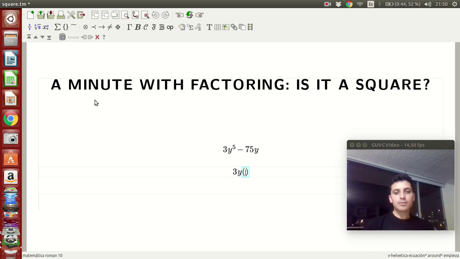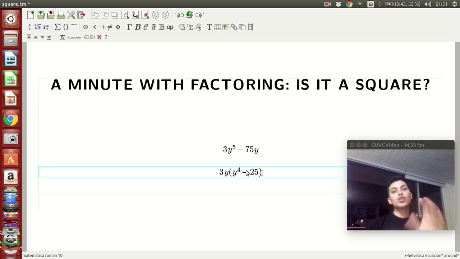the parentheses. So we have y to the fourth power minus 25. So if you multiply out, you will have 3y to the fifth power minus 75y. Okay? It happens that sometimes some student says, okay, I have to stop here because we don't have some way to simplify this factor.